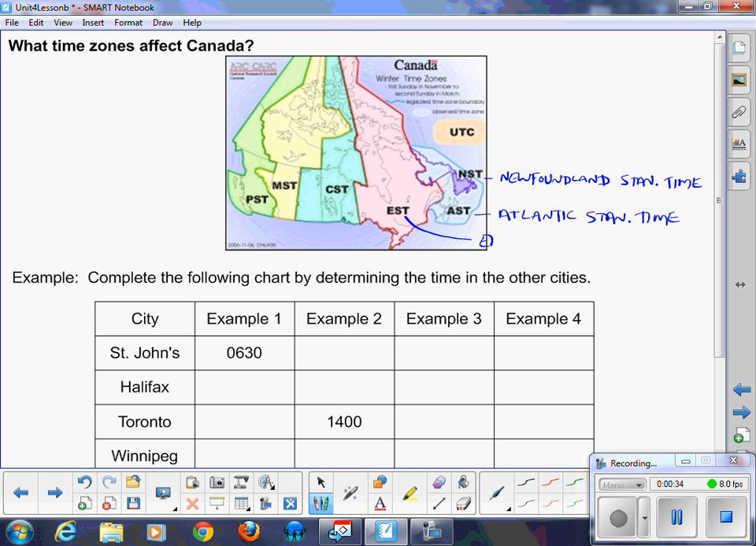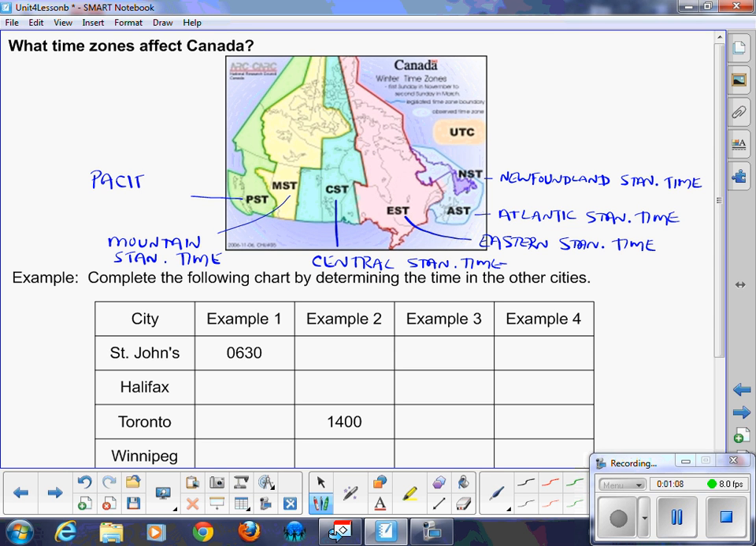EST is the one we are in. That's our Eastern Standard Time. The CST is our Central Standard Time. M is our Mountain Standard Time, over here. Mountain Standard Time. And PST is our Pacific Standard Time.